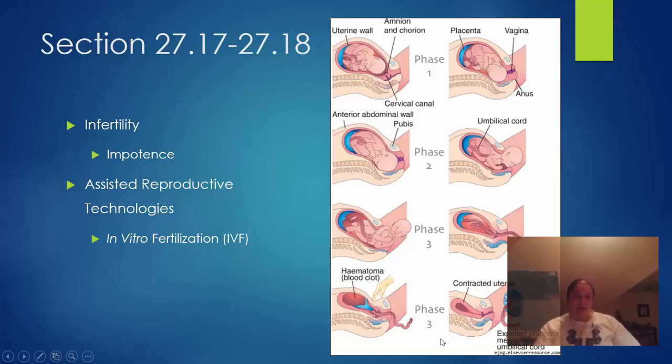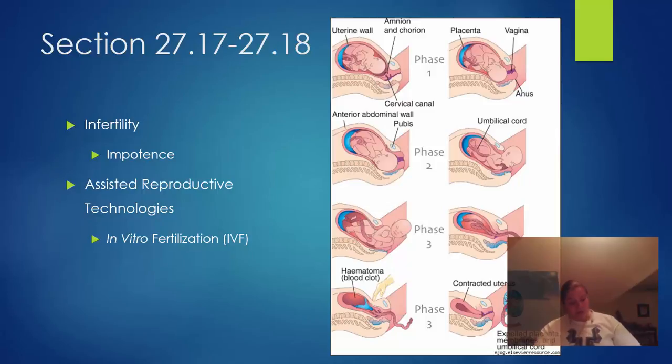Remember, that placenta isn't necessary anymore. The whole purpose of the placenta is to support the baby while it's developing. Well, once the baby is out of the body, it's still connected to the placenta through the umbilical cord. And after the baby is born, eventually that placenta is also expelled from the uterus.